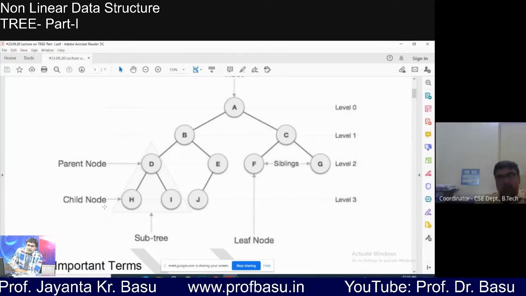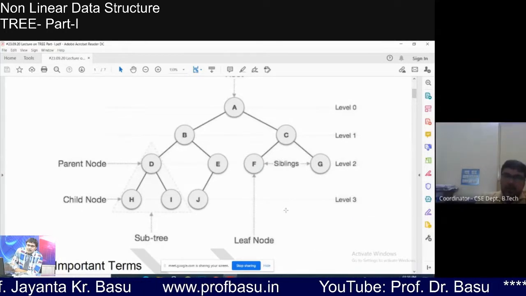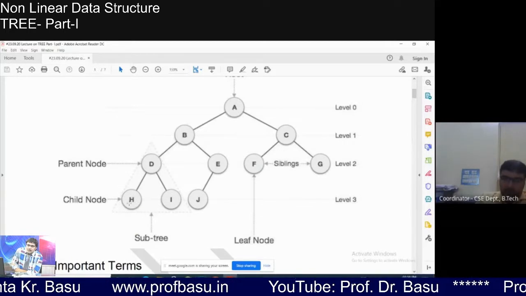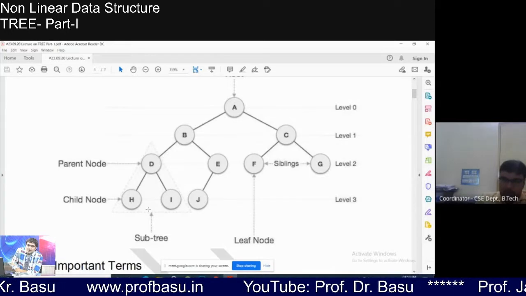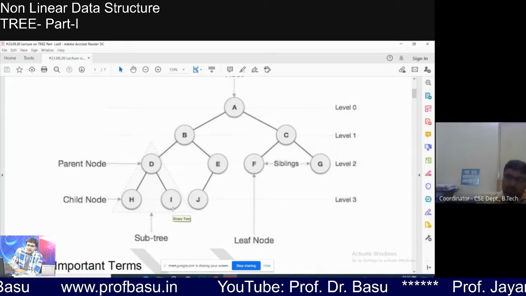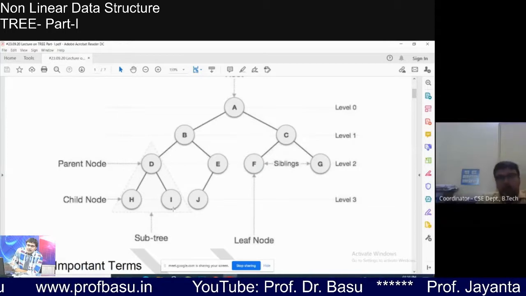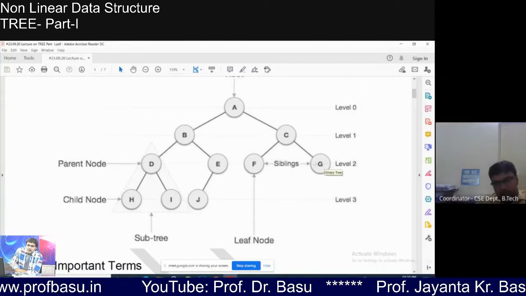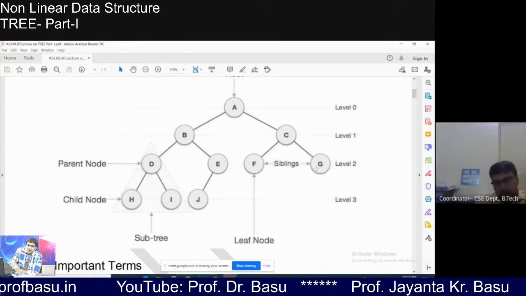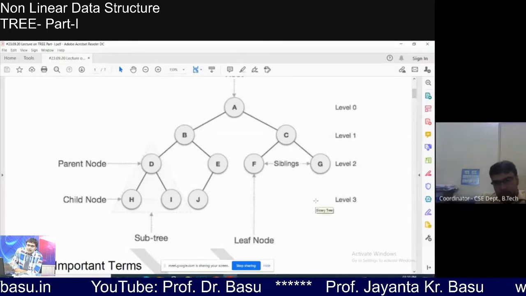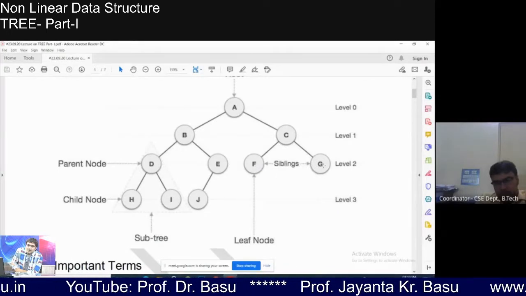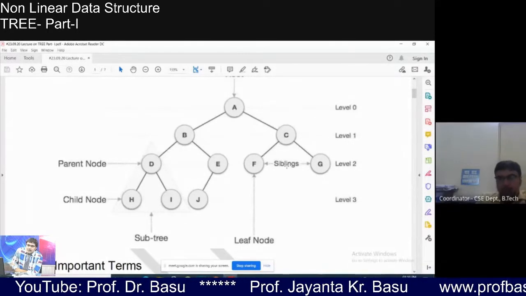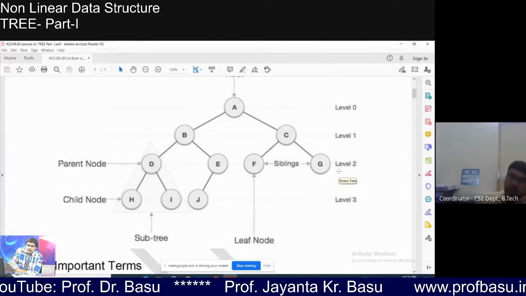Definitely the nodes which are at the last level; last level means no nodes will be generated from that node. That's why it is in the last level. So the nodes of the last level will definitely be leaf nodes, but these are also leaf nodes. You can see F and G are not at the last level, but still we will say F and G are leaf nodes. So the definition of a leaf node is the nodes which have no child.